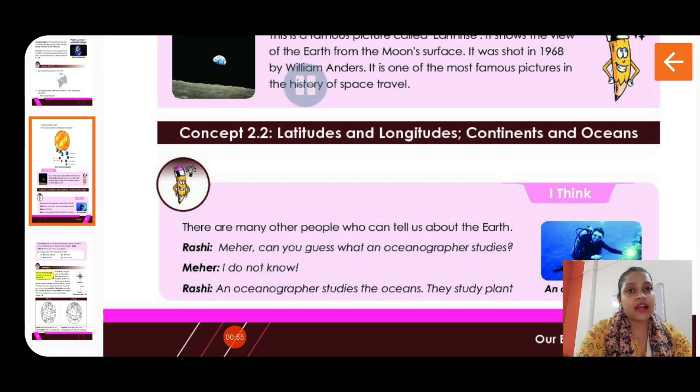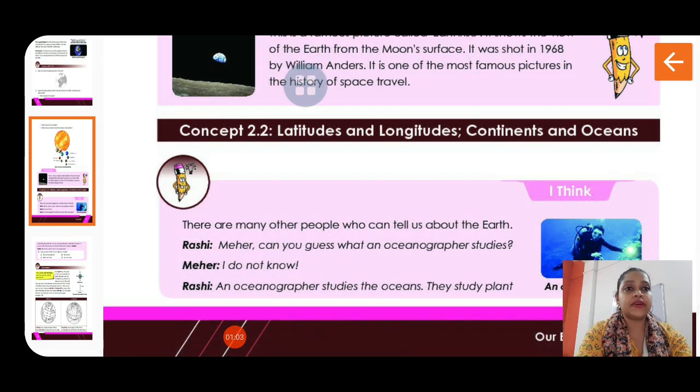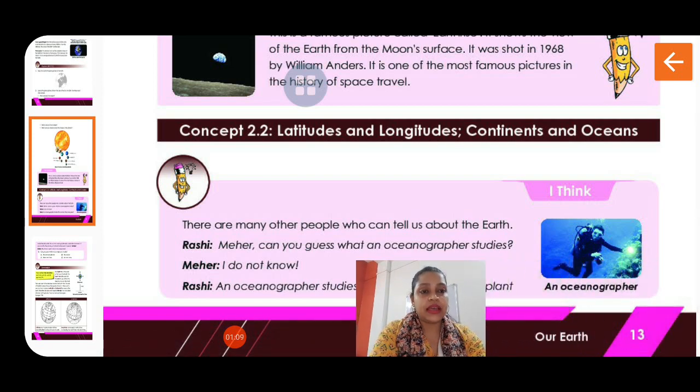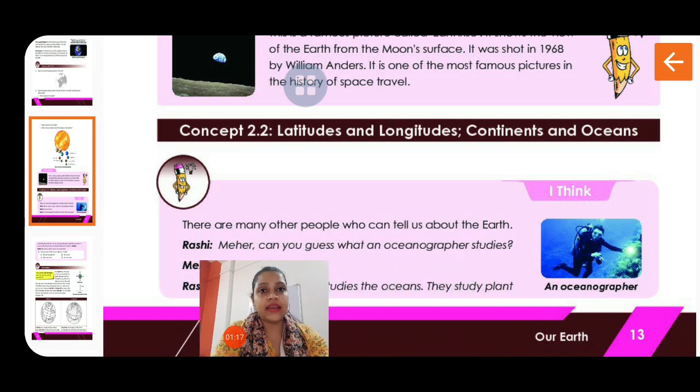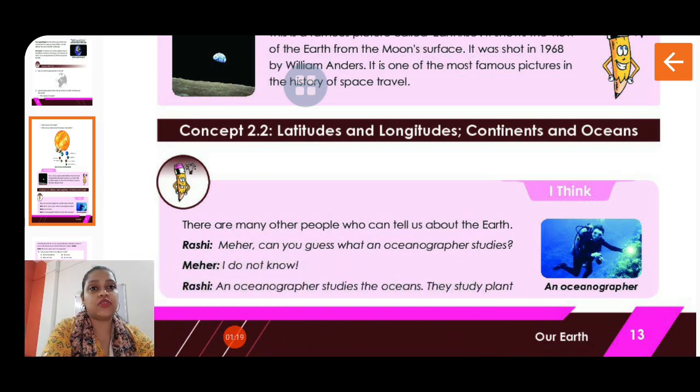So children, we shall start with concept 2.2, which is latitudes and longitudes. Here you can see a picture of a person. Who is he? He is a person who is under the ocean. He is an oceanographer. What is the function of an oceanographer? An oceanographer studies the ocean. It's very exciting to go under the oceans to study.